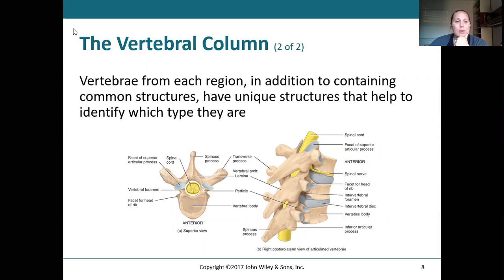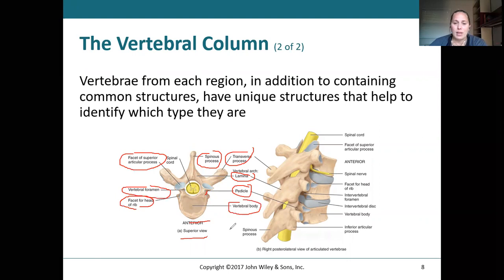Here you can see a superior view, with anterior at the top. You can see there is a facet for the head of a rib. You have your vertebral foramen, a facet of the superior articular processes, your spinous processes, your transverse processes, and then the lamina of your vertebral arch and your pedicle. These are just regions located within each one of these vertebrae. And then you have your vertebral column. Now, this is basically a cross section. If you flipped it on its side, this is your transverse process.